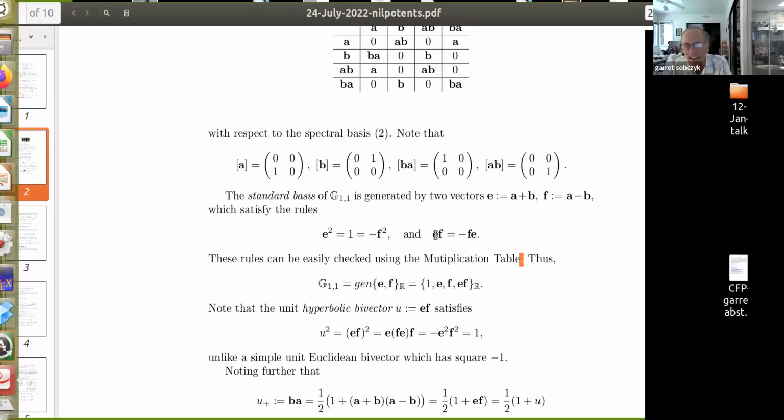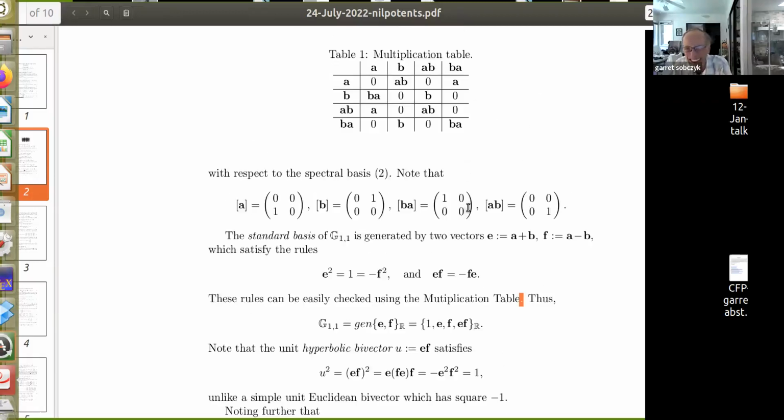And now we define the bivector E times F. Well, you can check this is equal to -F times E. Okay. These rules, again, all refer back to this basic multiplication table, so I'm giving a geometric interpretation to the matrix algebra of 2x2 matrices over real numbers in this case, but it's also true for complex matrices as well.